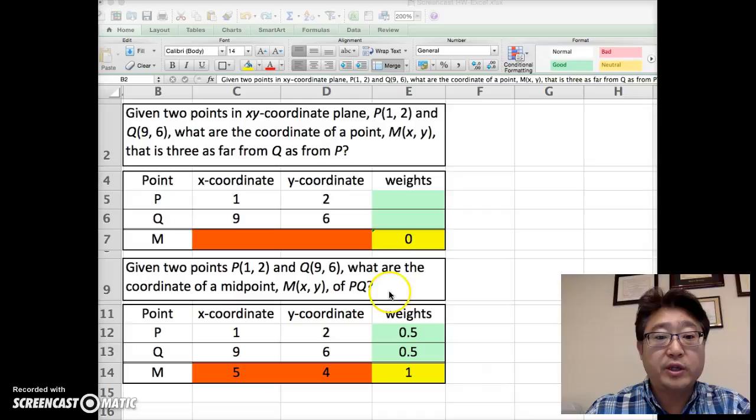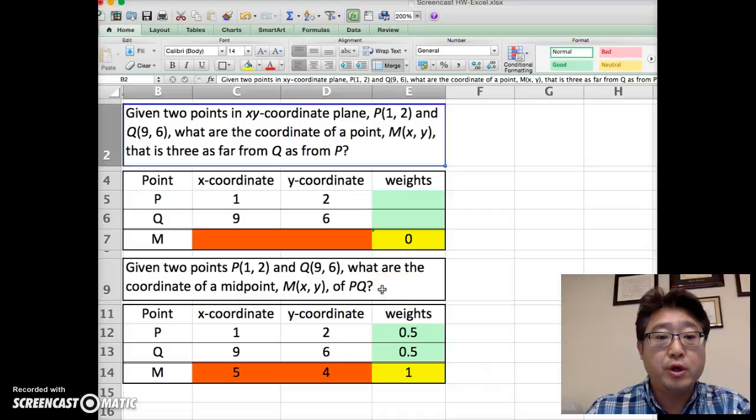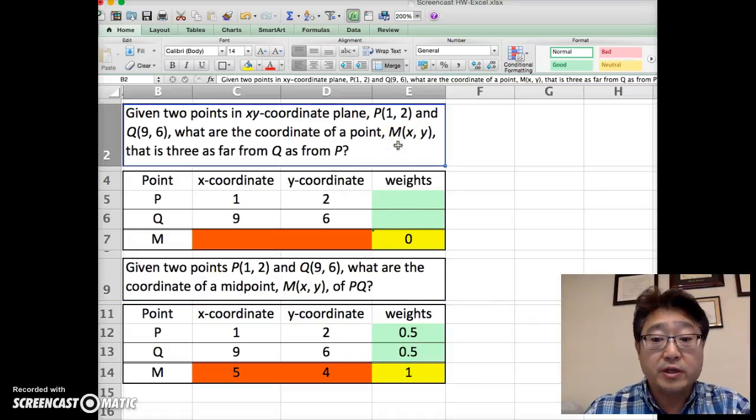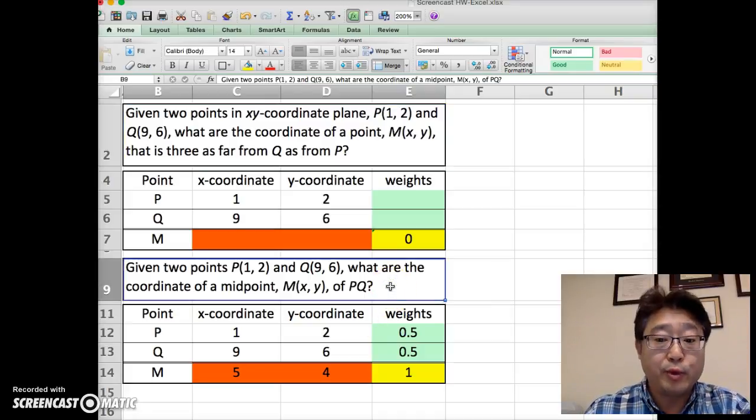Now, if we turn our attention to the second question, you notice this midpoint question, which is very popular in almost all the geometry textbooks. I want you to realize that finding a midpoint is nothing but a very special case of this more general weighted average concept, so you don't have to memorize the formula for the midpoint. I hope you realize that by the end of this lesson.